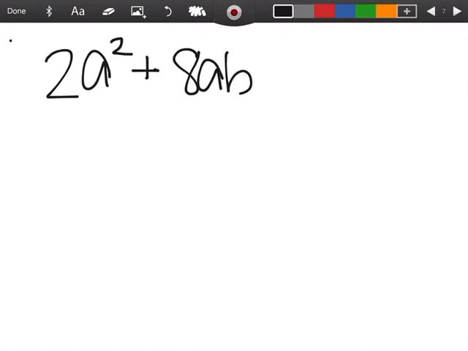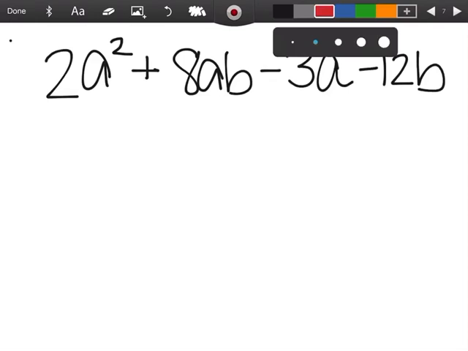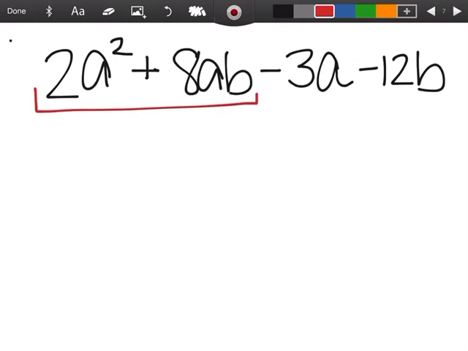So the other way that this is going to get a little more complicated is they're going to throw a couple different letters at you. So this next problem says 2a squared plus 8ab minus 3a minus 12b. I'm still going to do this problem the same. I just have to realize that I have both a's and b's. So I'm going to split this into two groups.